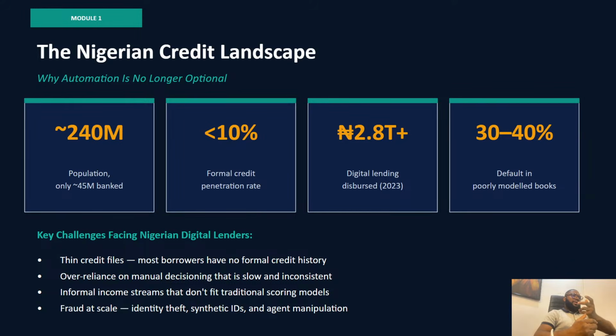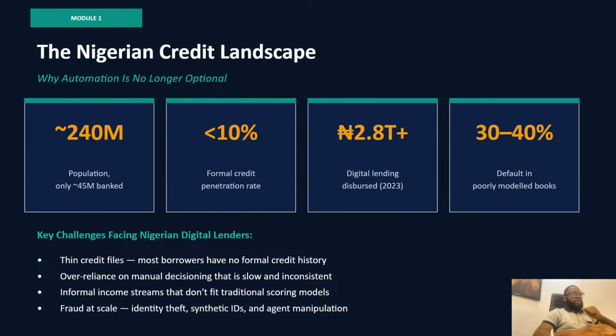So, what are the key challenges currently that the Nigerian digital lenders are facing? The first is there's thin credit files. That means most borrowers have no formal credit history. We've had cases where you look up a customer and you're getting no bureau report. Most lenders are unable to get the credit history of the customers that are coming to apply for these loans. And there's also an over reliance on manual decisioning, which is slow and inconsistent.